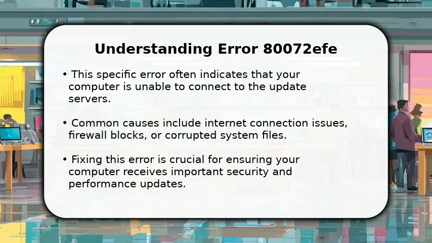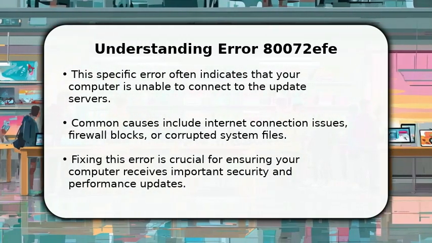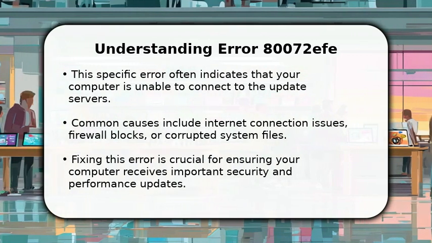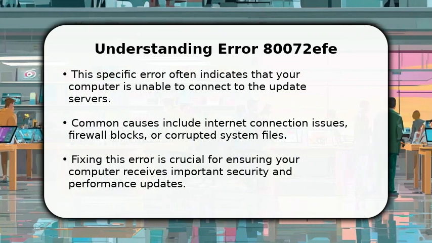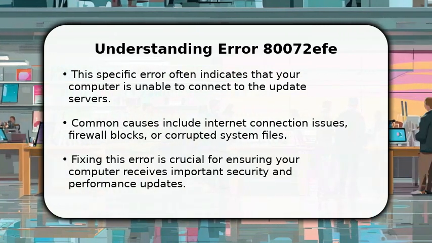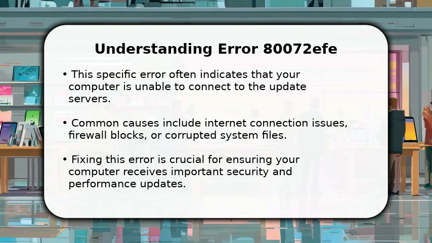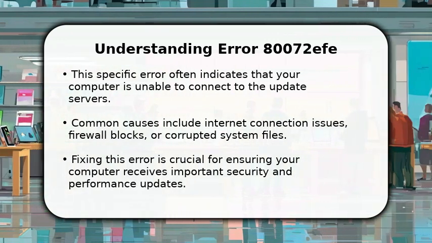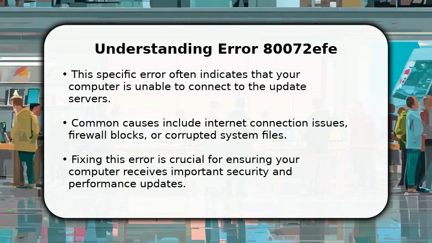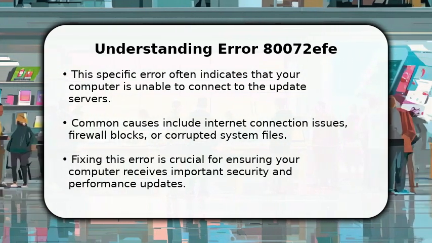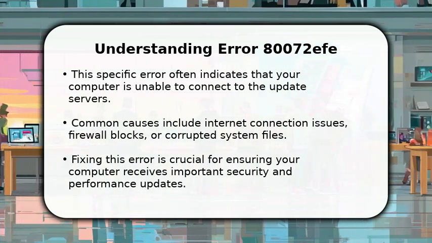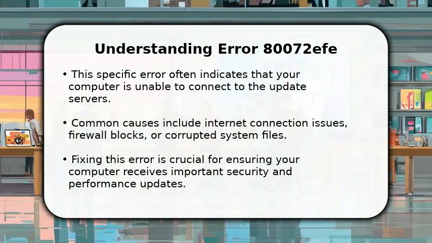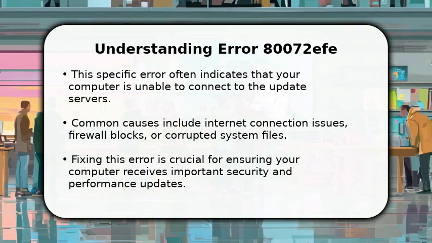Enjoy the video. In this video, I will explain how to fix Windows 7 error code 80072EFE. First, please ensure your internet connection is stable and working correctly. A simple restart of your router can often resolve temporary network glitches. Then, briefly disable your antivirus and firewall software, just for a few moments, to see if they are inadvertently blocking the connection. If the error persists after these initial checks, we will move on to more specific solutions.